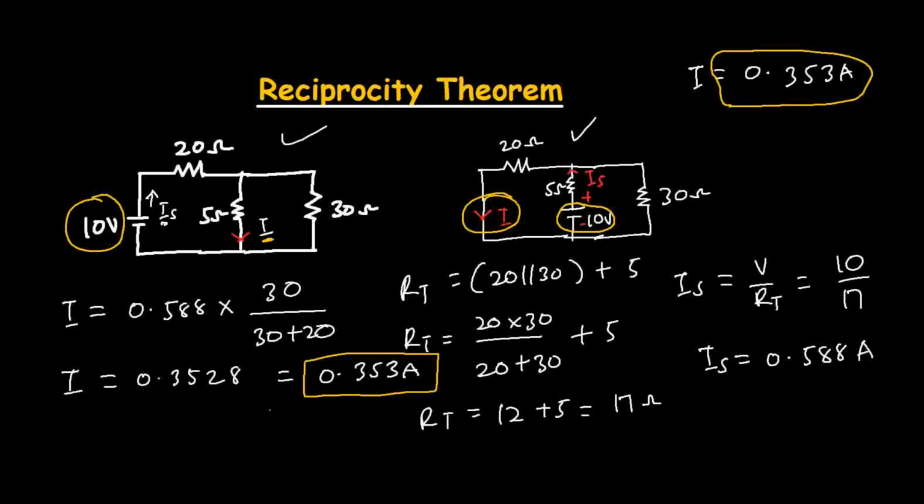It says that the voltage source and the resulting current may be interchanged without a change in the current value. So we can interchange the voltage source and the resulting current. We can interchange their positions, but there will be no change in the value of the current. That's what the reciprocity theorem says. So let's take another example to help us understand this better.